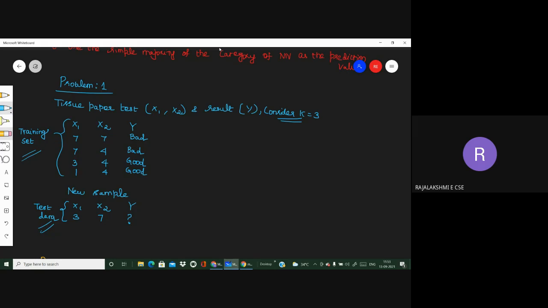You can apply any one of the techniques and find the distance between each and every training set value and the test set, so that the one which has the least distance will be considered as the output.